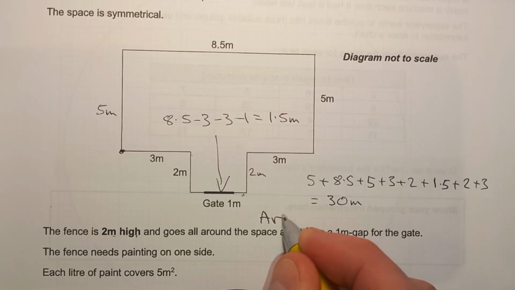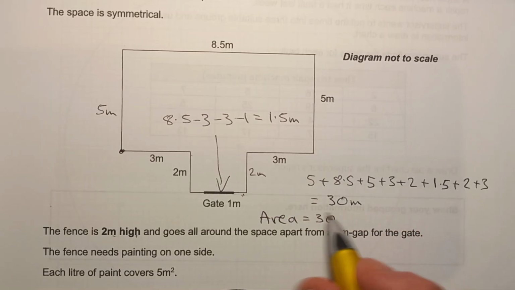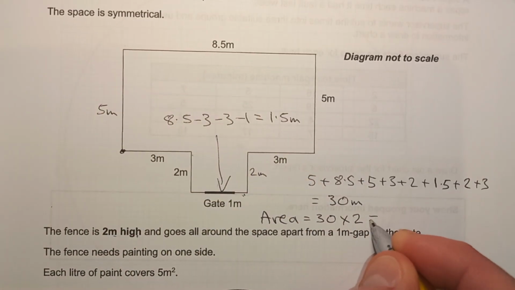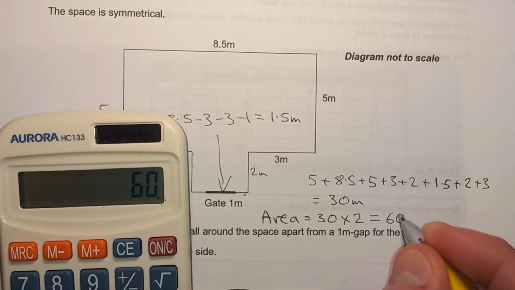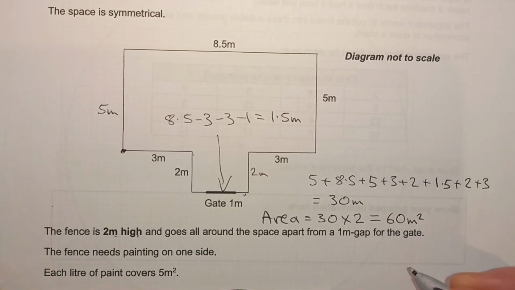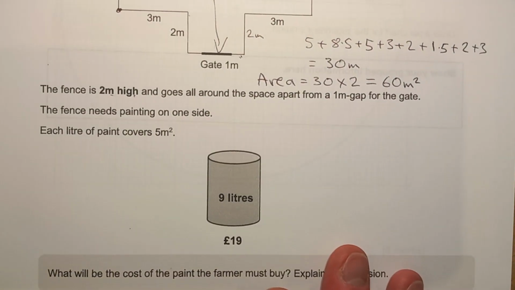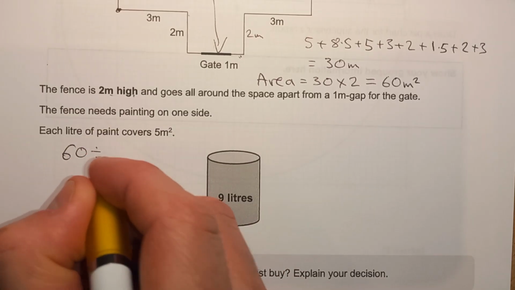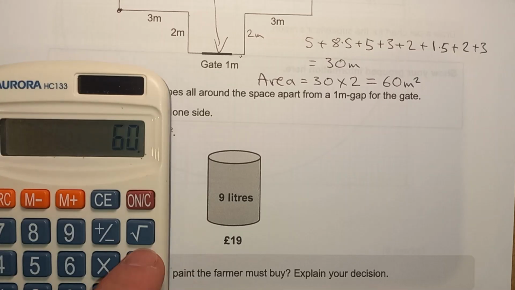So the area is going to be the perimeter, which is like the total length of the fence, multiplied by the height. So that gives us 60 metres squared. Okay, each litre of paint covers 5 metres squared. So if we do 60 divided by 5, this is going to tell us how many litres of paint we need, which is 12 litres of paint.